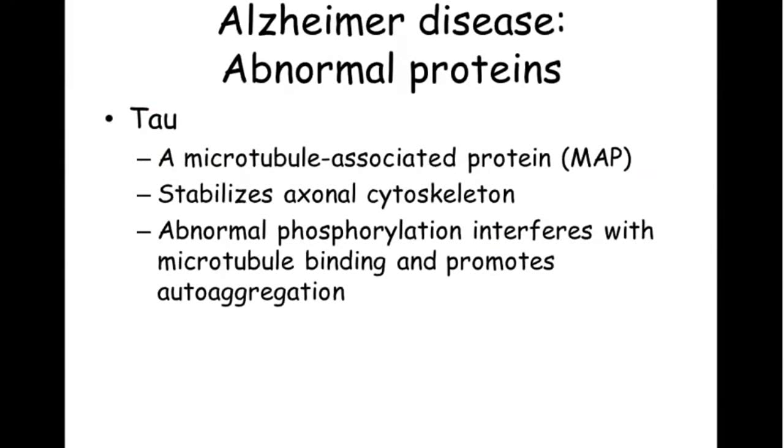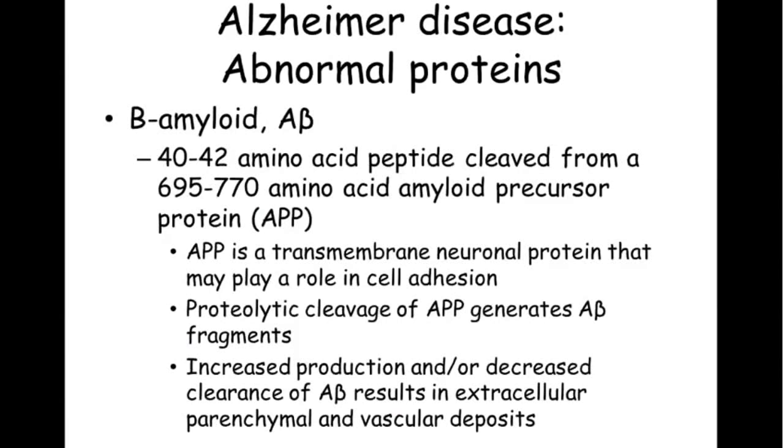Of the two abnormal proteins, the first one that we'll discuss is tau. Tau is a microtubule-associated protein whose normal function is to stabilize the cytoskeleton of the axon. The other abnormal molecule that's present in the brains of patients with Alzheimer's disease is beta amyloid, or also called A-beta. A-beta is a 40 to 42 amino acid peptide which is cleaved from a much larger 695 to 770 amino acid precursor protein called amyloid precursor protein, or APP.